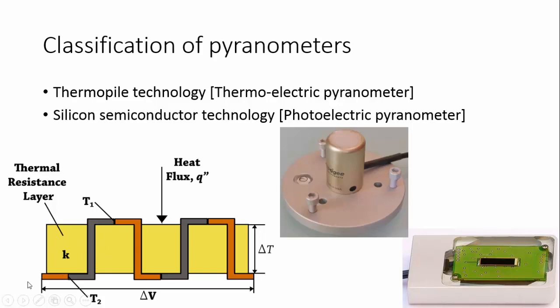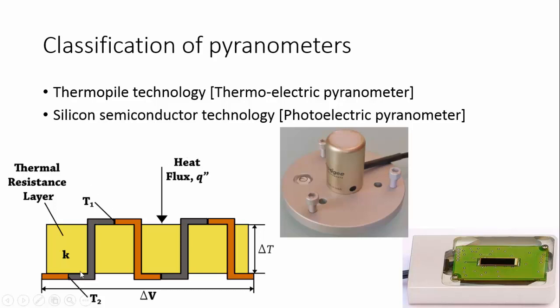Here we can see there is a cluster of thermocouples which are connected in series. So what happens? The top surface is exposed to the heat flux, that is, the radiation from the sun, and the bottom surface is insulated. Here we can see a thermal resistance layer. As it is a thermal resistance layer, the heat will not be transmitted from the top side to the bottom side. So the bottom side will be a cold surface, or a reference temperature. The top surface will be heated by the solar radiation.